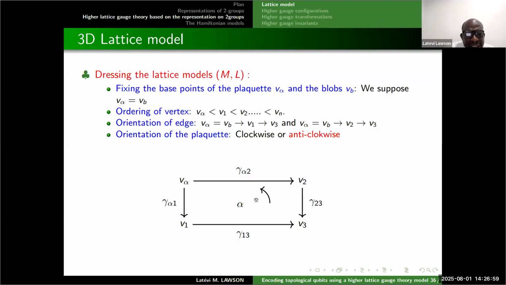The third point is to orient the edges, okay? Like I can see the edge here moves from the smallest vertex to the bigger vertex. And the next point is to orient the plaquettes. We can orient the plaquette clockwise or anti-clockwise. For my case, I will choose to orient the plaquette in the anti-clockwise rotation. This is what I'm going to consider throughout my talk. Once I change one of these dressings, I change the configuration of my system.